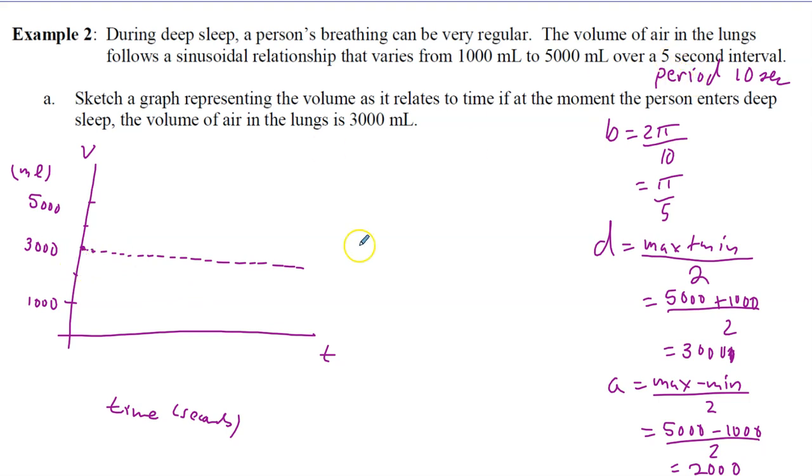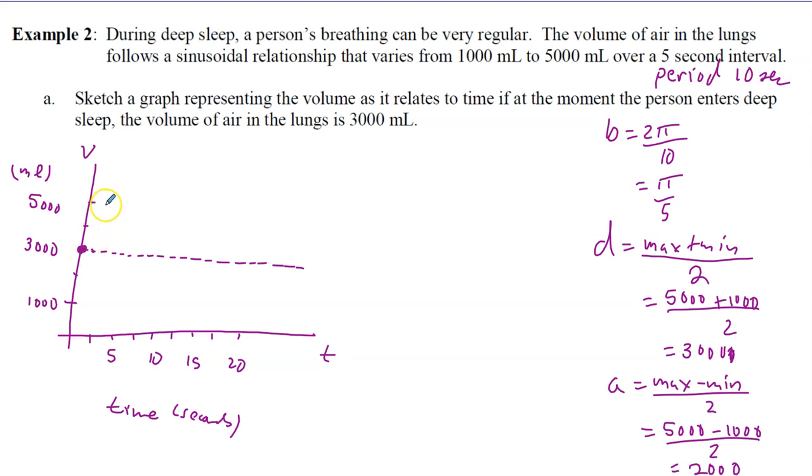If the period is 10 seconds, then stuff happens every 2.5. So 2.5, 5, 7.5, 10, 12.5, 15, 17.5, 20. So 2.5, 5, 10, 15, 20. So at the moment they enter deep sleep, now we can actually go either way, right? It doesn't really specify, but let's be inspired.